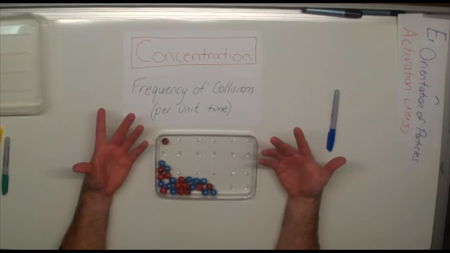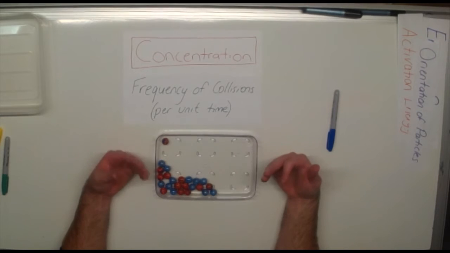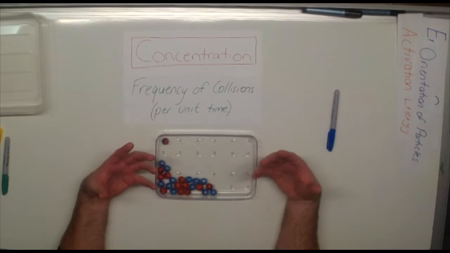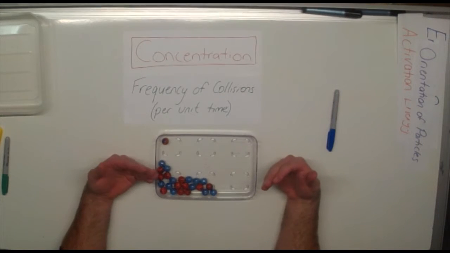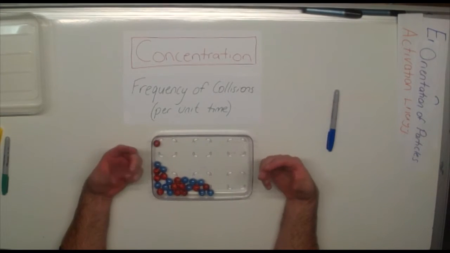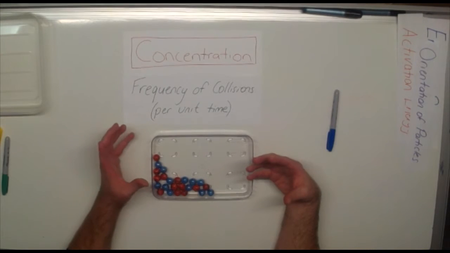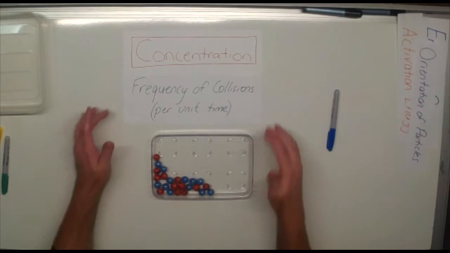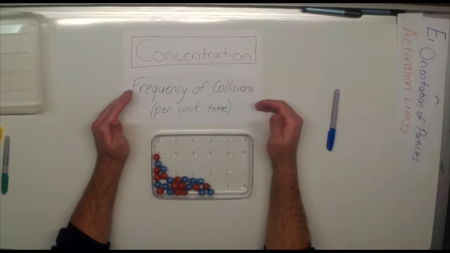I liken this to driving dodgem cars, for example. If you do it on a football field, very infrequently you're going to collide with people, even if you're deliberately aiming for them. Whereas if you put everyone in a small little shoebox room in dodgem cars, you're going to collide all the time. So concentration only affects the frequency of the collisions per unit time.